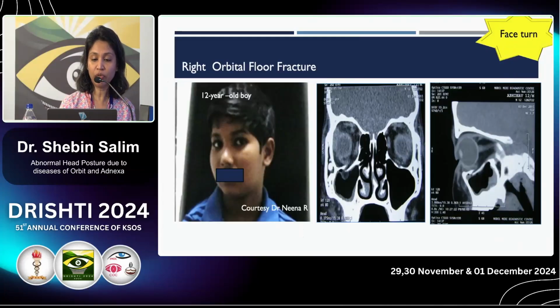Another interesting case of orbital floor fracture with inferior rectus entrapment. The child is avoiding the maximal action of the inferior rectus muscle, that is the down and out position.